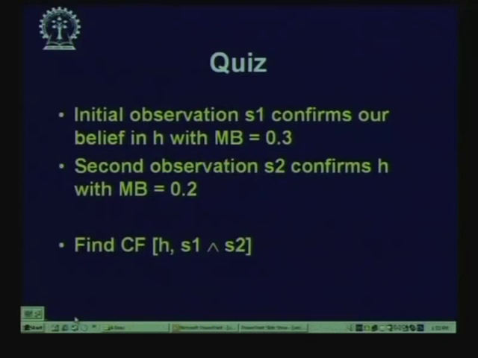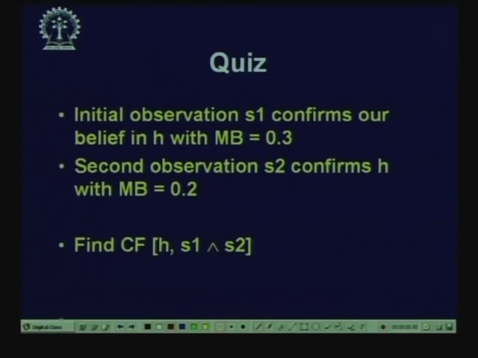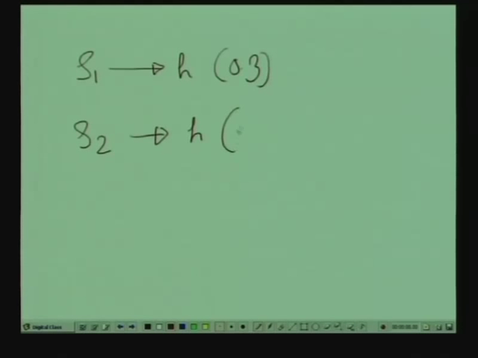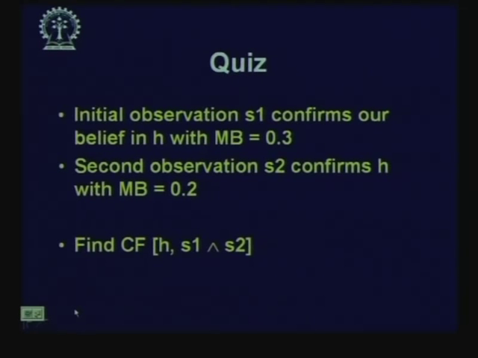Later on, we observe another test report that comes from another lab, and there is another rule, S2, that is confirming the same hypothesis H with a certainty factor 0.2. So S1 confirmed H with 0.3, and later on another report comes, S2 confirms H with 0.2, and now you have got both these. So, you are asked to find the certainty factor of H given S1 and S2. This is a very simple quiz, but please work it out. All right, take it down and work it out.